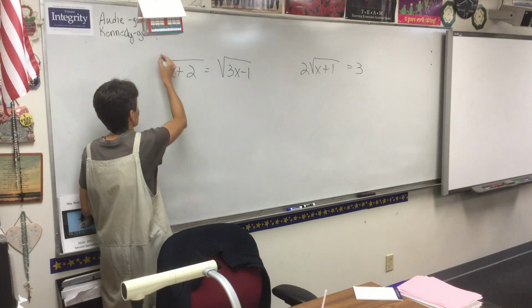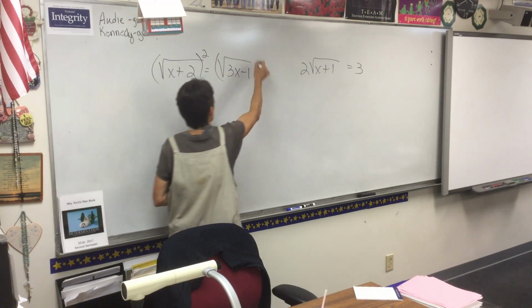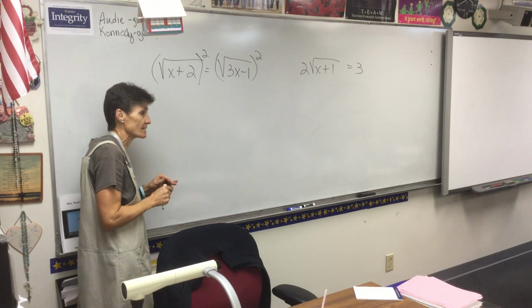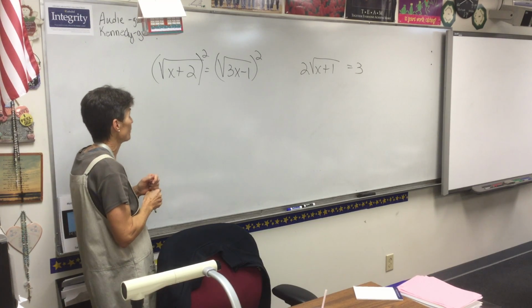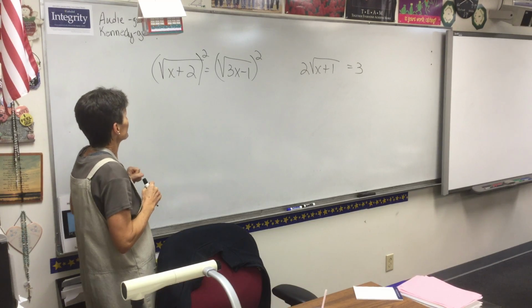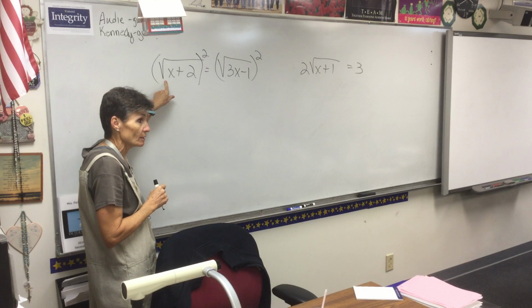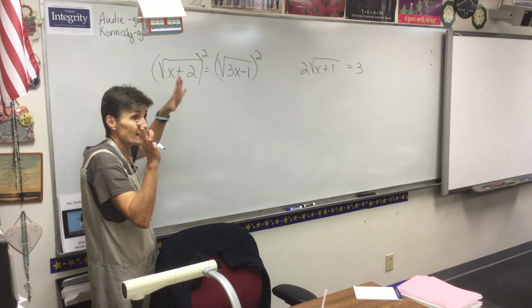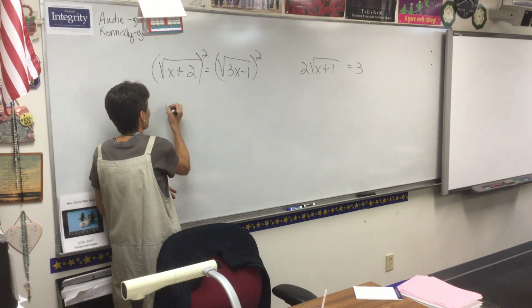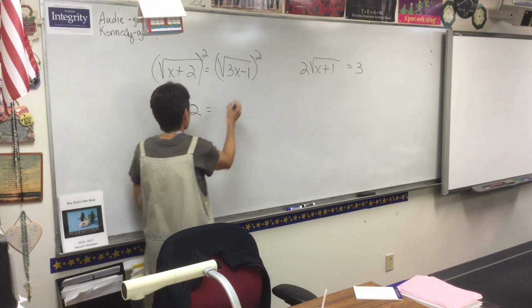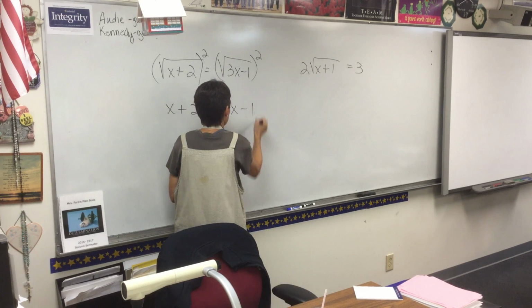Square both sides. Perfectly legitimate move. You have to square both sides. Obviously, you can't do just one side. You have to do both sides. And we talked about this the other day. If you square a square root, they cancel, and all we're going to have left is x plus 2, right? Yep. Equal to, same thing on this side, 3x minus 1.